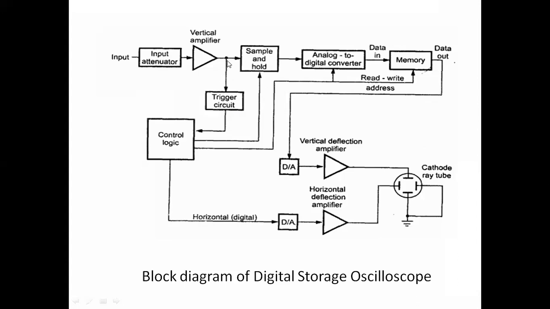And the input signal from the vertical amplifier is applied to control logic through the trigger circuit. From this control logic, it will generate the control signals, which decide what function is to be performed. According to these control signals, the conversion of the A to D converter and the read and write of the memory will be performed.